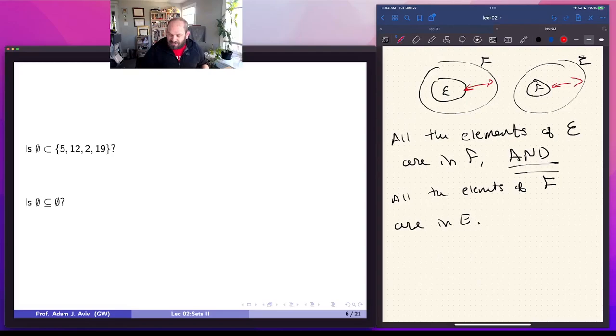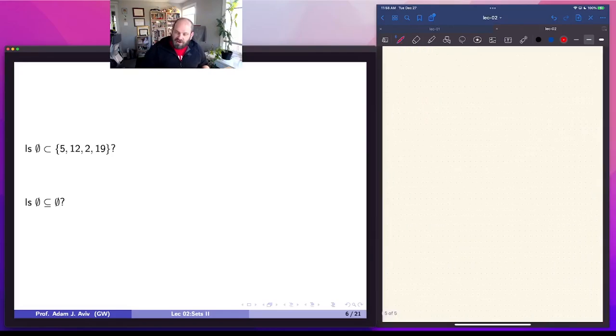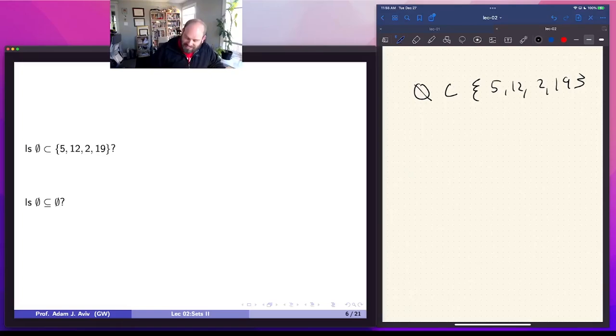Let's do these last two exercises here. Okay, so the question is, is the empty set contained in the set 5, 12, 2, and 19? And the answer is, oh, be careful here. It's not a proper subset. It is a proper subset. And the answer is yes. Yes, the empty set is contained.